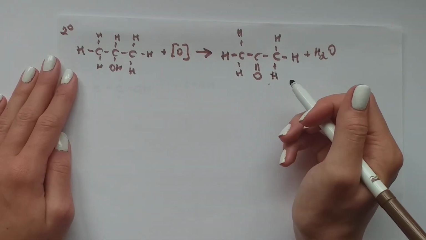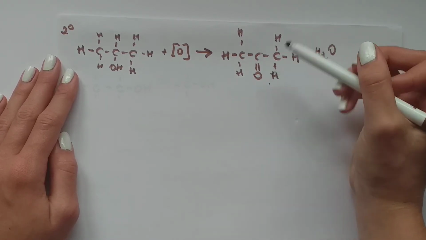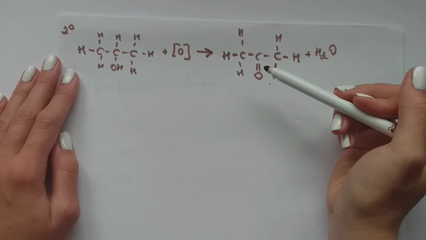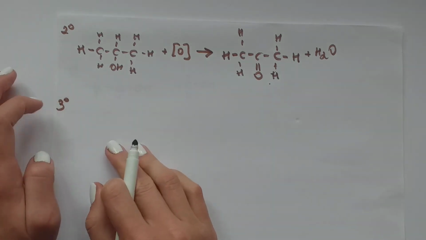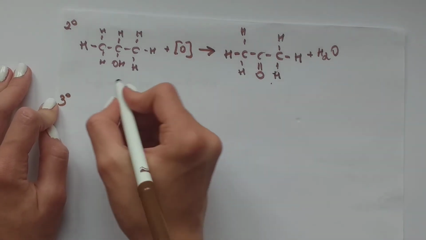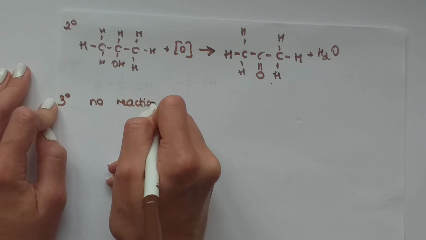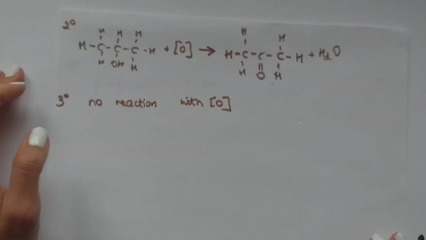We don't really need reflux here because it won't go any further. We can't change this into a carboxylic acid. We can't change this into anything else. It's just going to be a ketone. Our last type of alcohol, which I told you won't do oxidation. Tertiary alcohols are going to show no reaction with our oxidizing agent, acidified potassium dichromate.